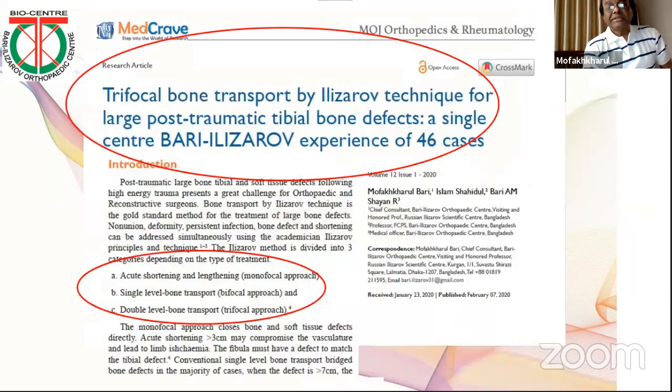And the other day, I talked to you about trifocal bone transport by the ILIZAROV technique. You can see here acute shortening and lengthening; the monofocal approach is single level bone transport, the bifocal approach, and double level bone transport is called the trifocal approach. These are the cases, and this was published in February 2020, this year. So these are other publications.